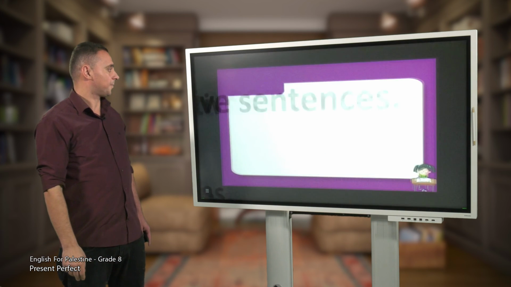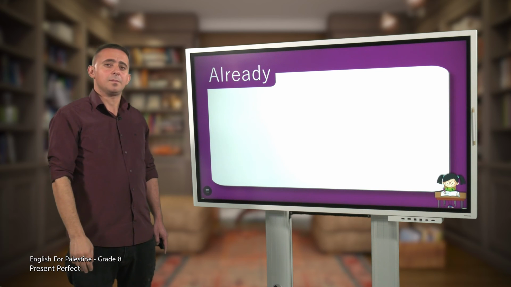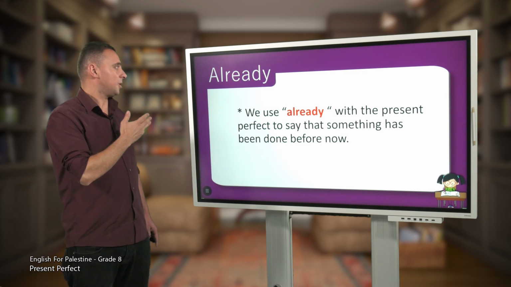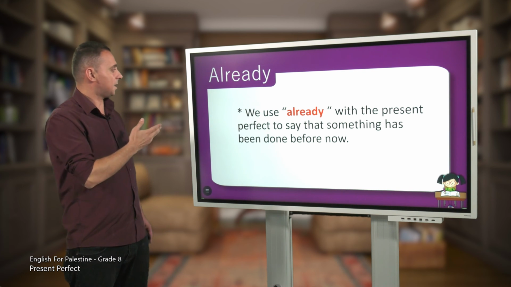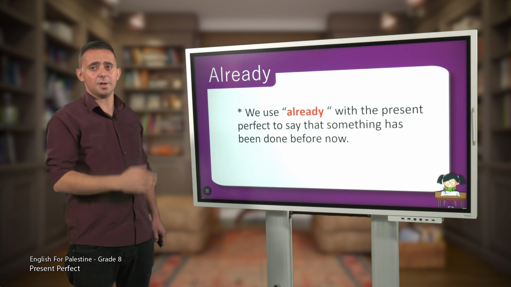Let's continue. What about already? Based on what you have seen so far, when do we use already? Let's see. We use already with the present perfect to say that something has been done before now. Again, when do we use already? We use it with the present perfect to say that something has been done before now.